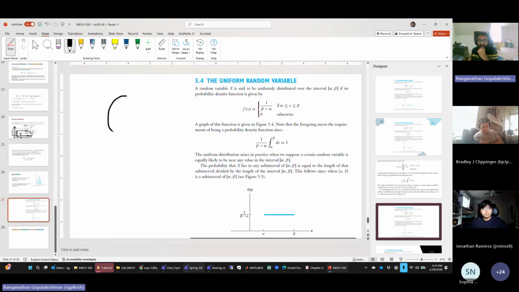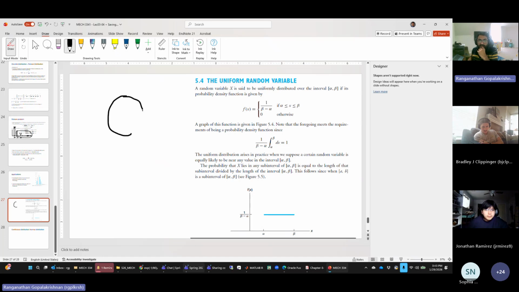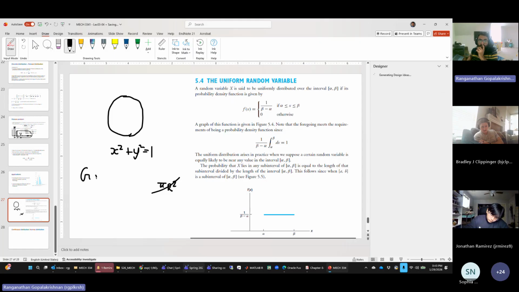So let's say we have a circle. For a second, please pretend that you don't know the formula for the area of the circle, that you don't know that it is pi r squared. But you do know the shape of the curve, which is x squared plus y squared equal to 1. Our goal here is to compute the area, not with the conventional formula, but statistically.